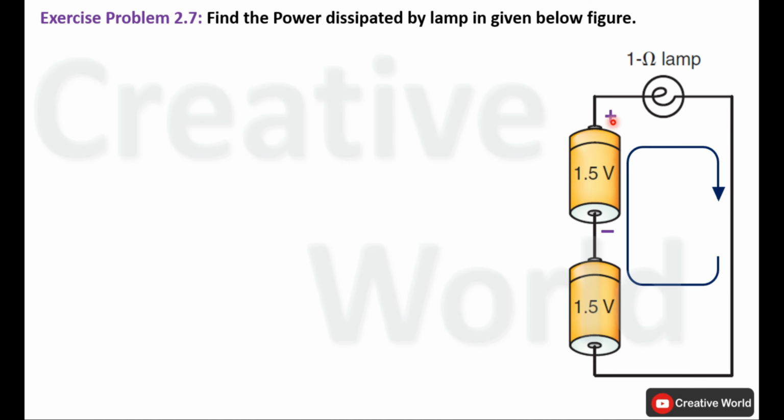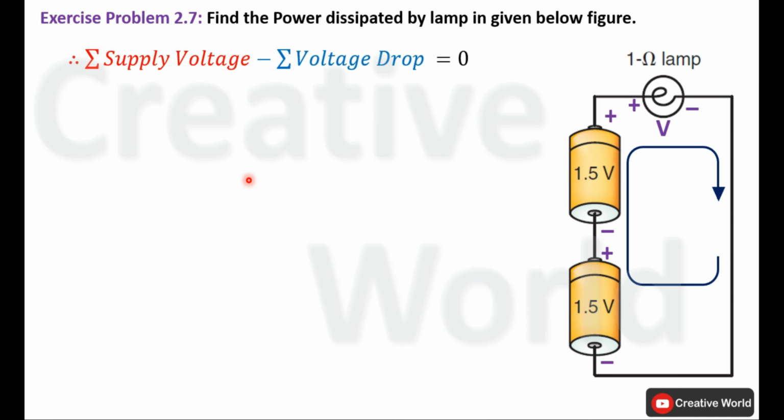This terminal of the battery is positive and this terminal of the battery is negative. Similar case with this battery. And now assign the polarity notation across the lamp. Current entering terminal is taken with positive sign and current leaving terminal is taken with negative sign. Label the voltage across this lamp as V. Now in order to calculate the value of V across this lamp, we will use Kirchhoff's voltage law. The basic equation of Kirchhoff's voltage law is: the summation of all supplied voltages minus the summation of all voltage drops is equal to 0.